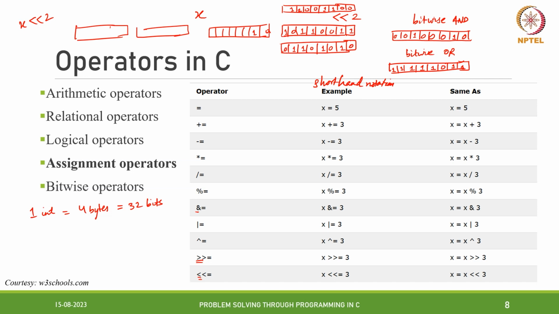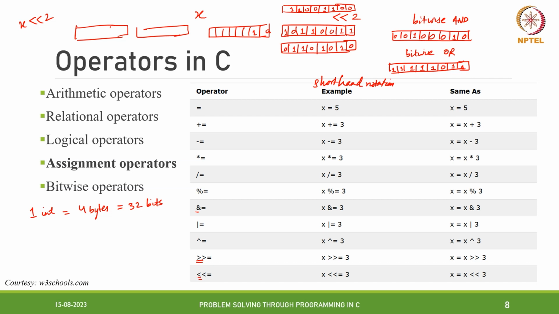All right, so I hope that gives you a little bit of an idea on bitwise operations, but I'll not be going into details for this because this is not part of the course as such, but you can feel free to look it up on your own.